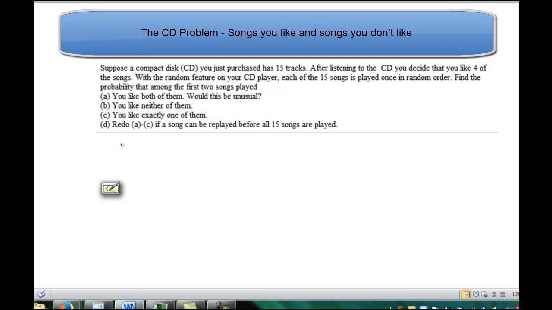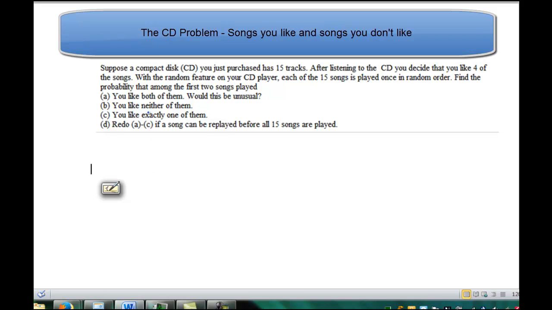Alright, so here is the problem about the CD. Suppose a CD you just purchased has 15 tracks. After listening to the CD, you decide that you like 4 of the songs. With the random feature on your CD player, each of the 15 songs is played once in random order. Find the probability that among the first 2 songs played, A, you like both of them, and then figure out if that would be unusual.